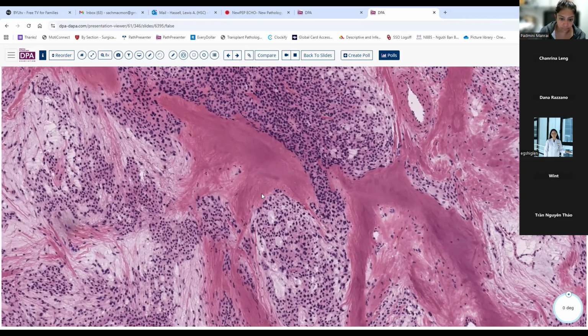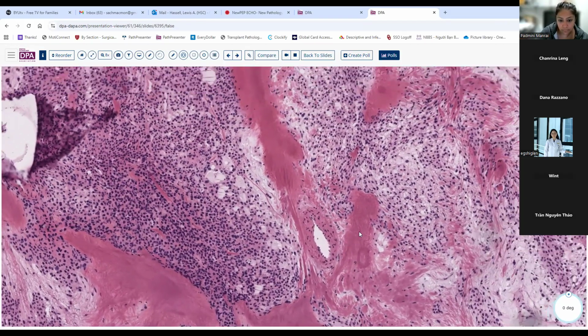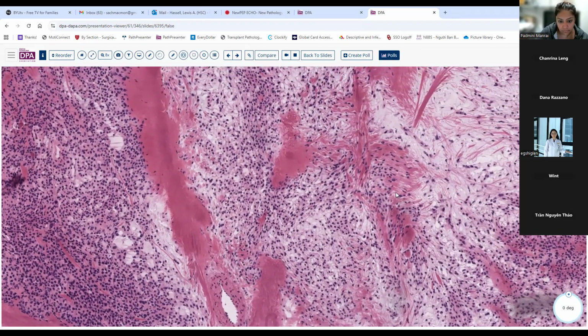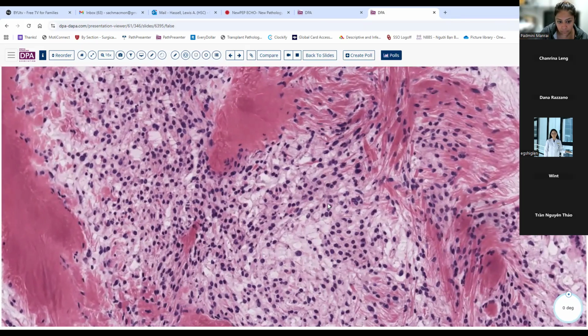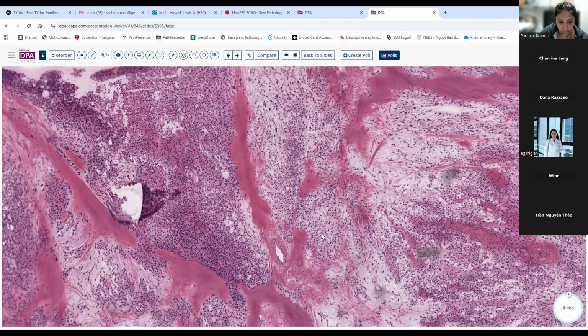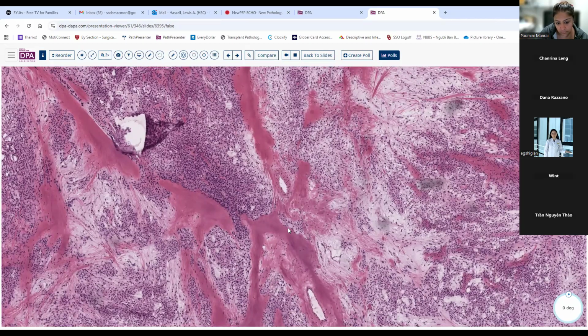In some areas there is loose stroma versus thick collagen areas. And then you have round cells, not organized, in between the fronds of the stroma. Yeah, so this looks like a sex cord stromal tumor.